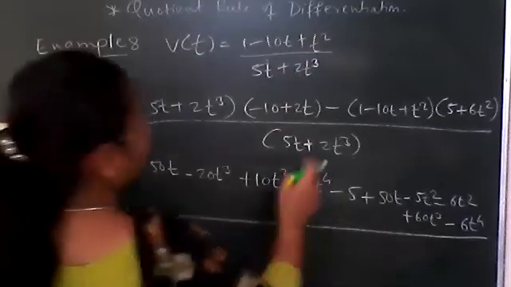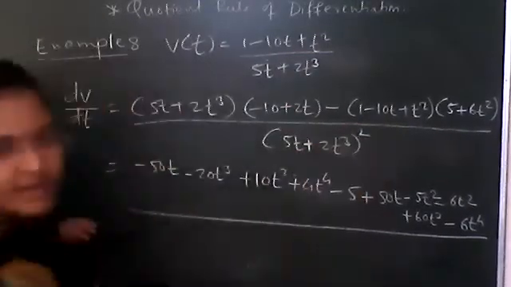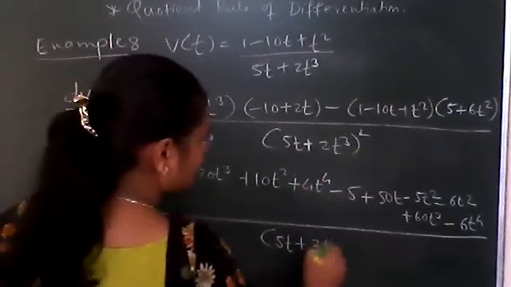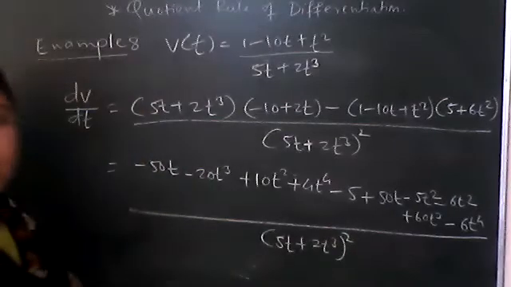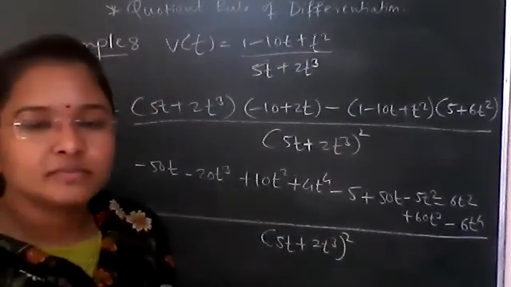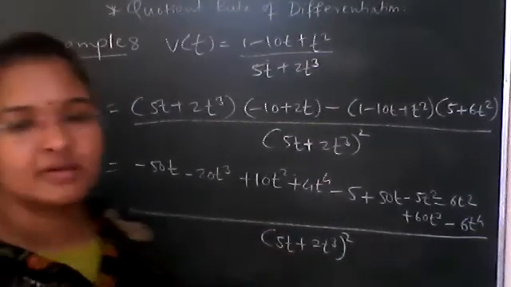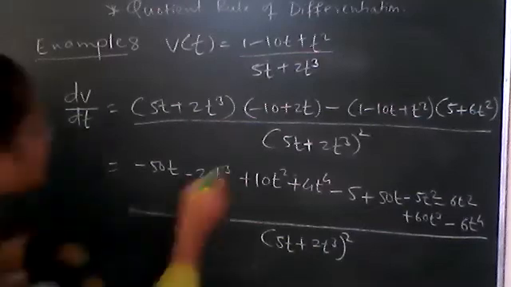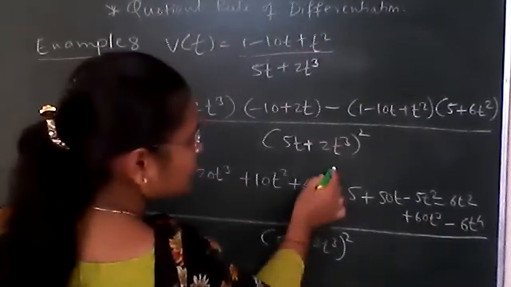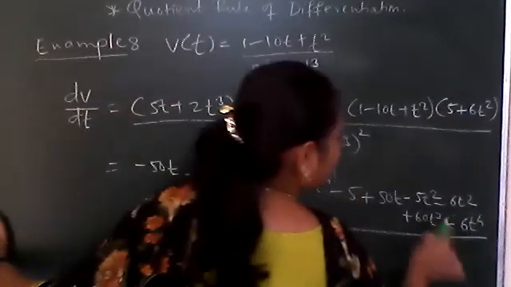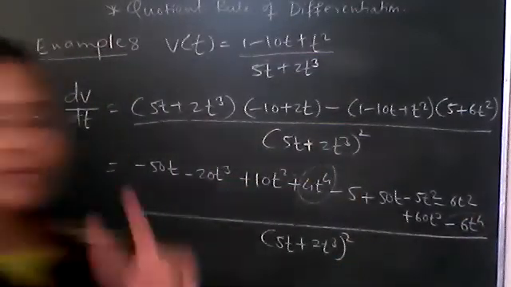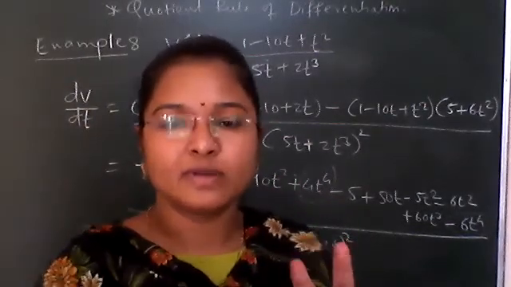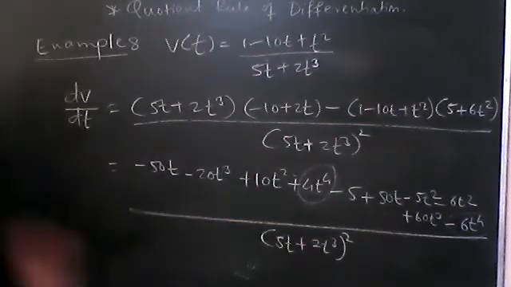Here I forgot to write square: 5t plus 2t cube is square. Get it? Now simplify this numerator. What will be there? 4t raised to 4 minus 6t raised to 4 will be minus 2t raised to 4. Correct? Yes, ma'am. Okay.